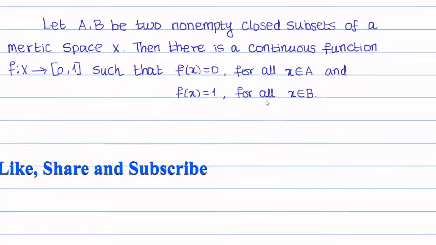Now we'll go for a proof. Before that, we will go for some discussion. These are all important results. So, result 1. Let capital X be a metric space, and A is a subset of capital X. I have taken a subset.